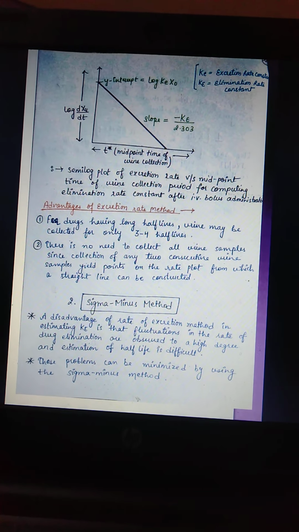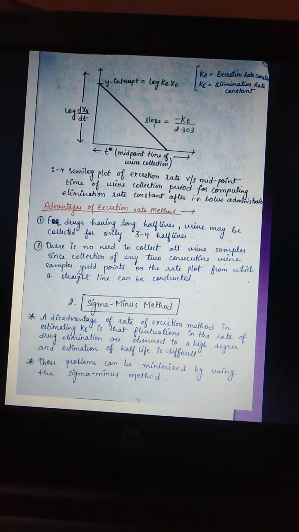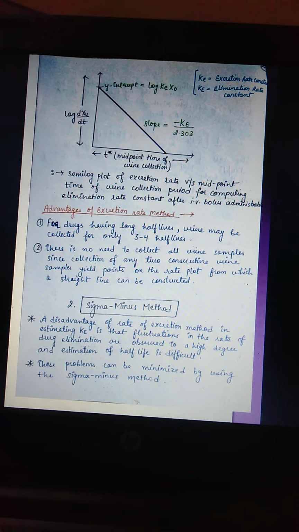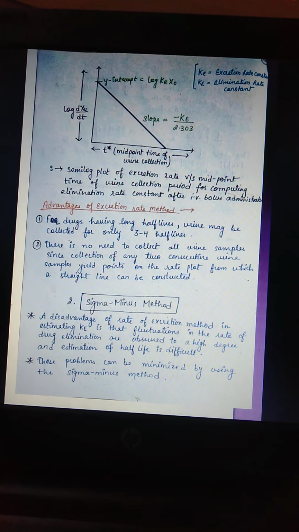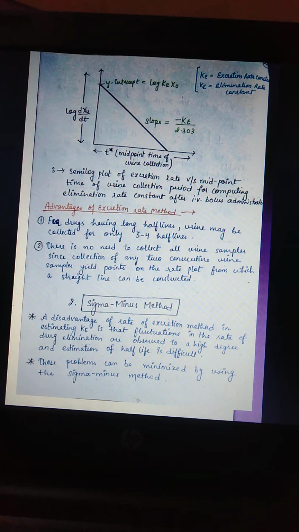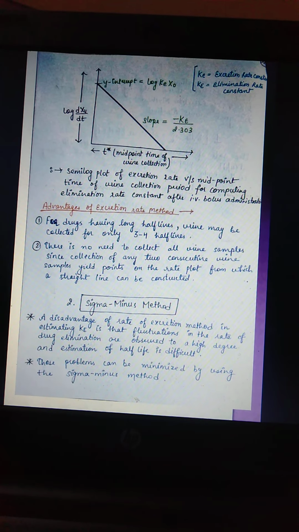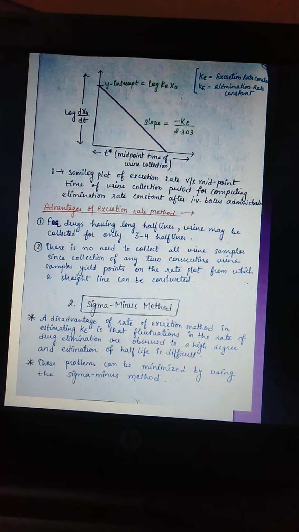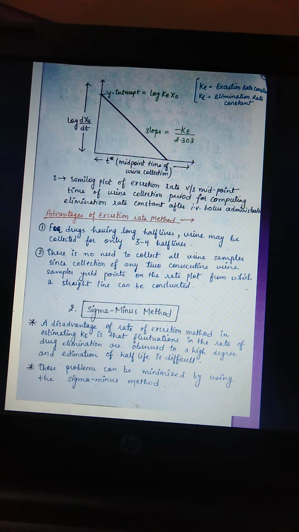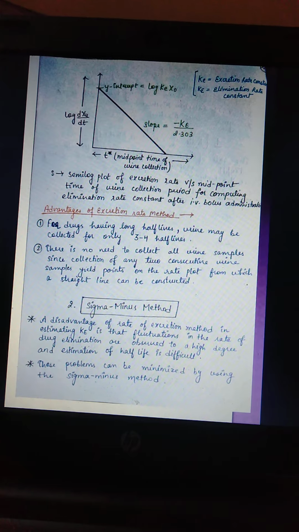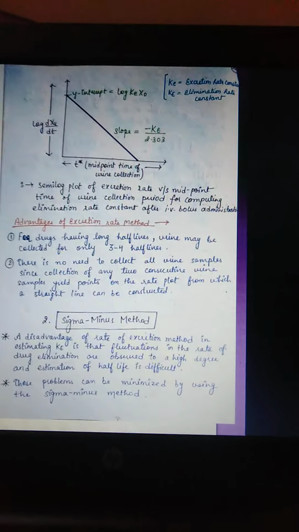Another method is the sigma minus method. The disadvantage of the rate of excretion method in estimating KE is that the fluctuation in the rate of drug elimination is observed to a high degree, and in most instances the data are so scattered that an estimate of half-life is difficult. This problem can be overcome by the sigma minus method.